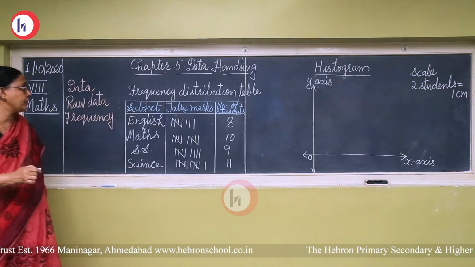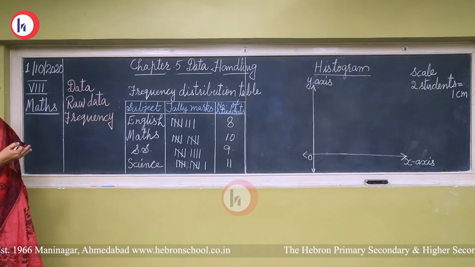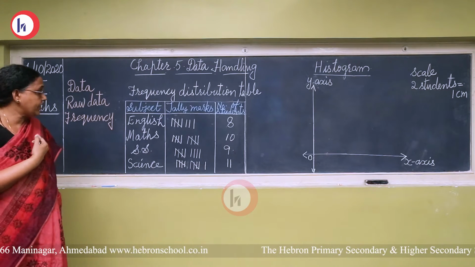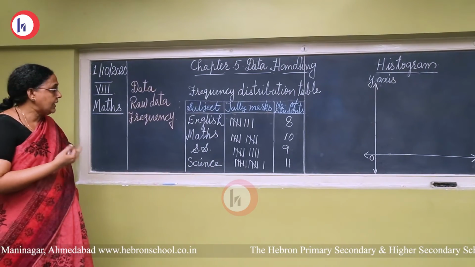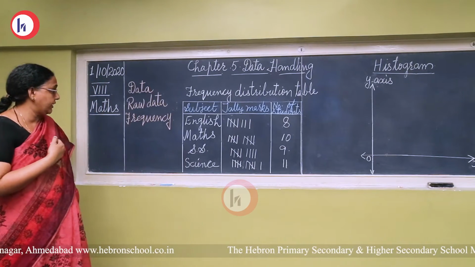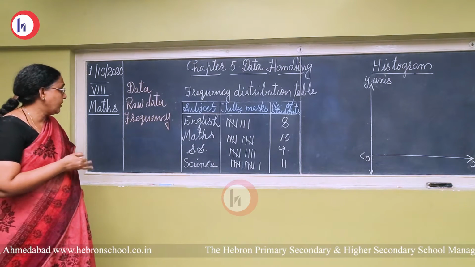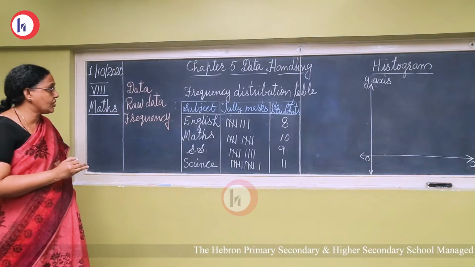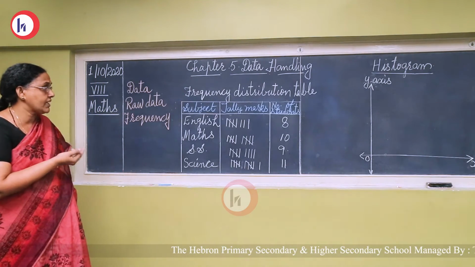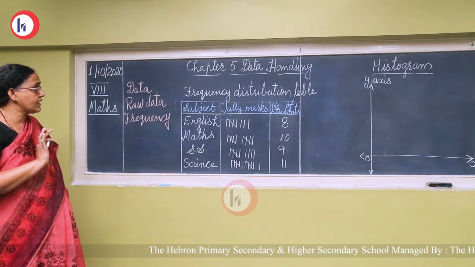So in this way we can prepare a frequency distribution table in order to know the subjects which the children like. From this you will get so much information: which subject the children like the most. Out of this you can see that 11 students like science, so science is the most liked subject. Then the least liked one will be English, because its tally marks come to only 8. So from this we can easily understand the information given.